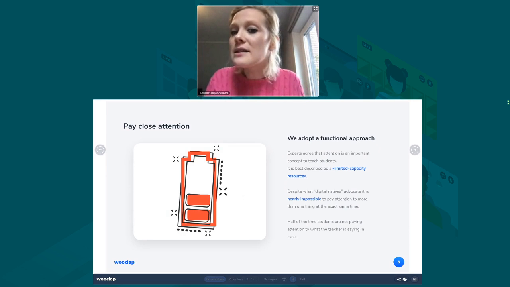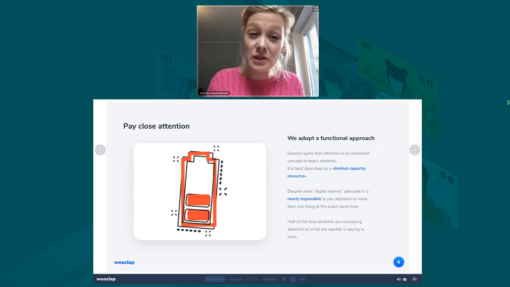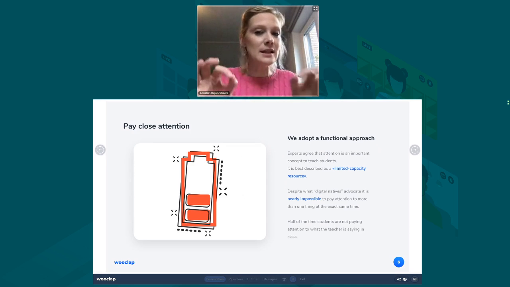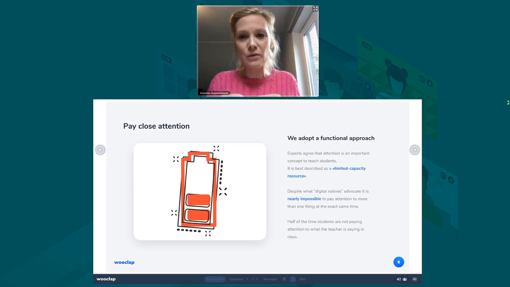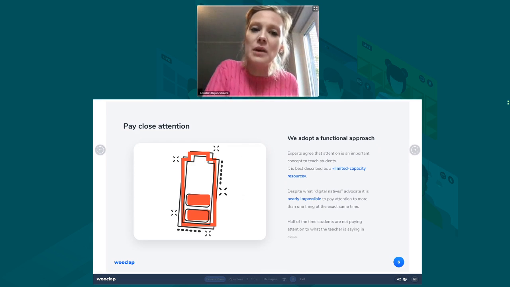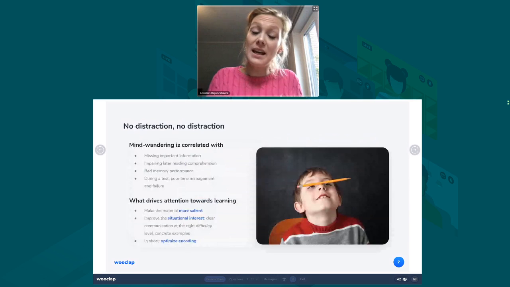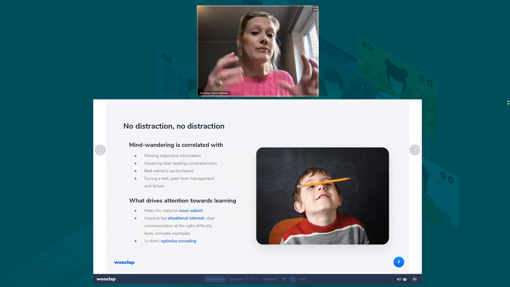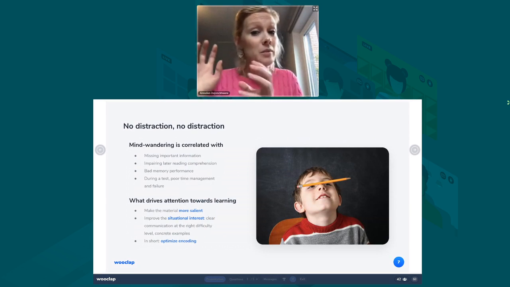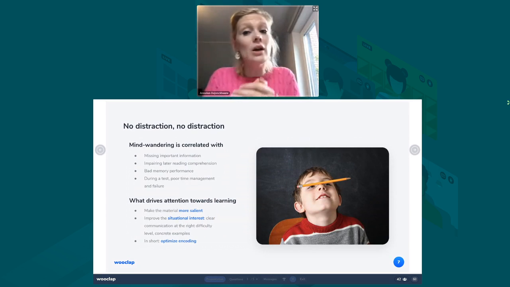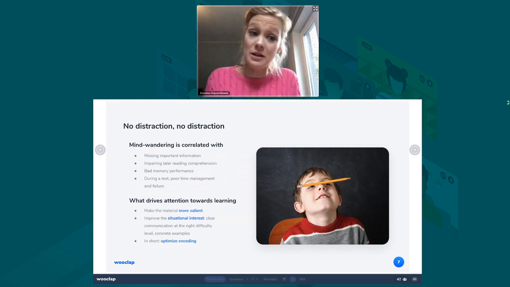Educators and cognitive scientists agree that attention is an important concept to teach their students. It's best described as a limited capacity resource. So most established mind theories say that we can only process a limited amount of information at any one time. It is almost impossible to pay attention to more than one thing at the exact same time. So there are many popular claims about the maximum attention span people can deal with. Nearly all of them must be discarded for one reason or another.